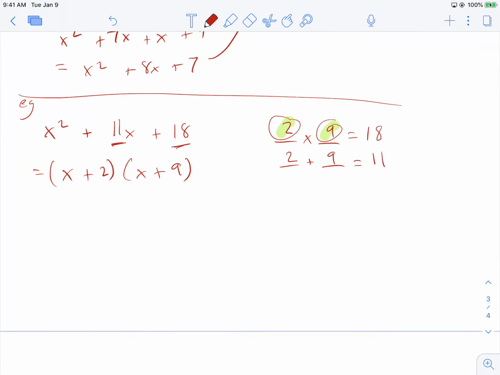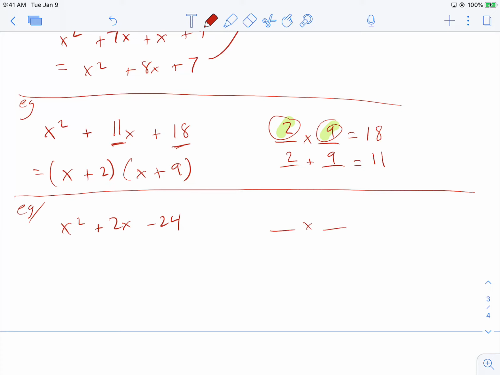Now let's look at when you have a negative involved. This is where some students get a little bit tripped up, so make sure you pay attention. So let's say we have the example of x squared plus 2x minus 24. So again, we're going to try to find two numbers that multiply to our last number, which is 24, and two numbers that add up, oh sorry, that's negative 24. See how easy it is to mess up? I was just testing you. To add up to negative 24, and two numbers that add up to 2.